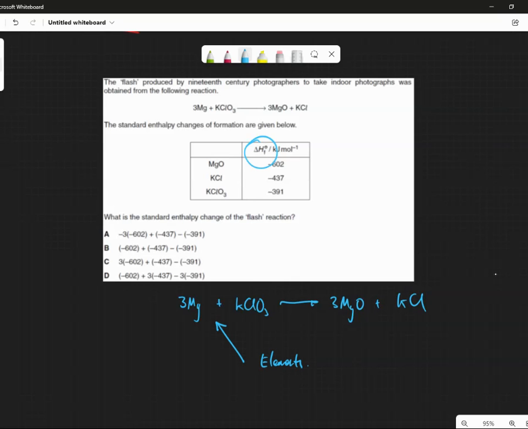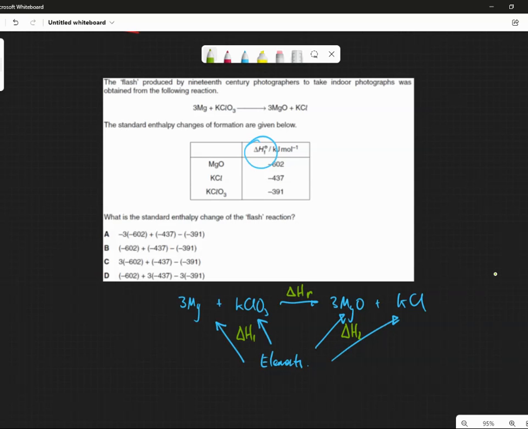So I've got to form some magnesium from the elements, some potassium chlorate from the elements, some magnesium oxide from the elements, and some potassium chloride from the elements. But I want the enthalpy of this reaction, so this is the one I want, delta HR. I'm going to call the elements on this side delta H1, and the other side delta H2.